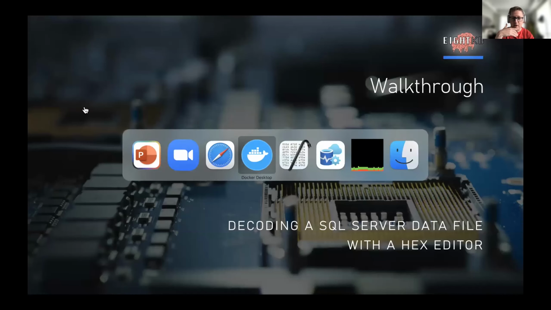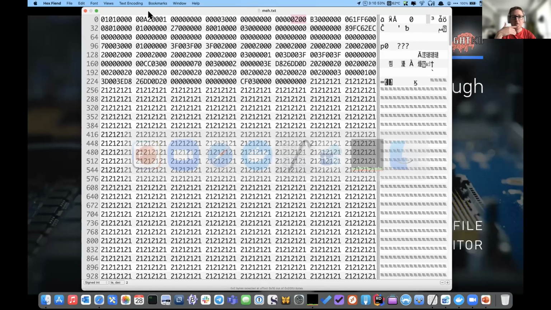All right, I said I was going to crack open a hex editor for this session, and here we go. I'm just going to move the Zoom toolbar a little bit out of the way if I can. There we go.